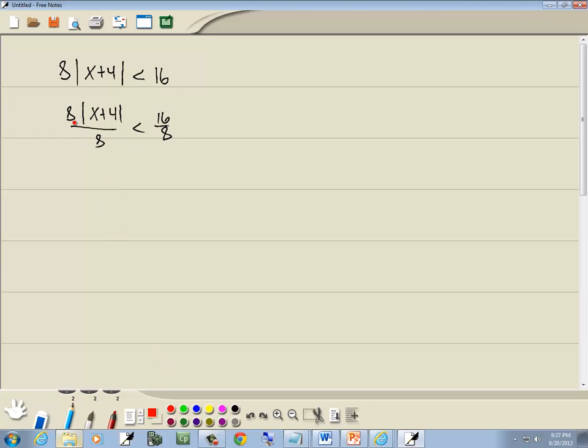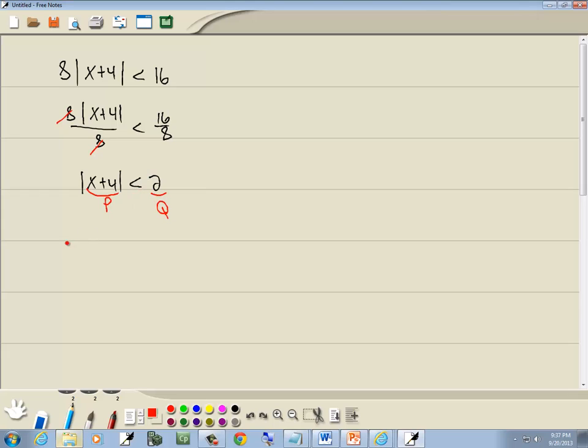When we do that, those 8's are going to cancel. And we've got the absolute value of x plus 4 is less than 16 divided by 8, which is 2. Now the absolute value is by itself on the left side. So no numbers in front of it, no numbers after it. So what's inside of our absolute value is our p. The other side is our q.